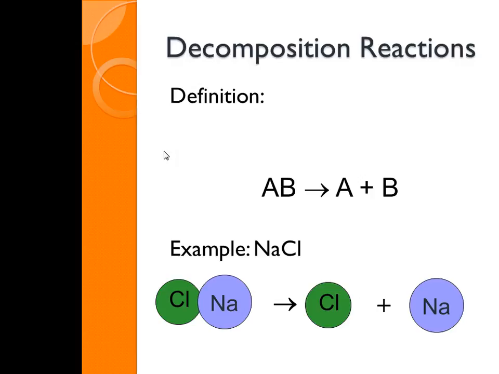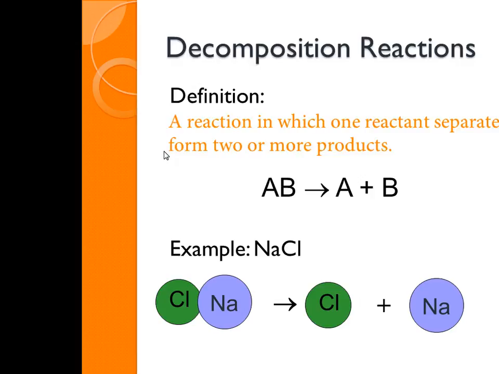Our next type of chemical reaction is decomposition, or breaking up, or breaking down. Here's the definition: a reaction in which one reactant separates to form 2 or more products. So again, in our AB format, we have our compound AB. We're going to decompose it. We're going to break it down into A and B.